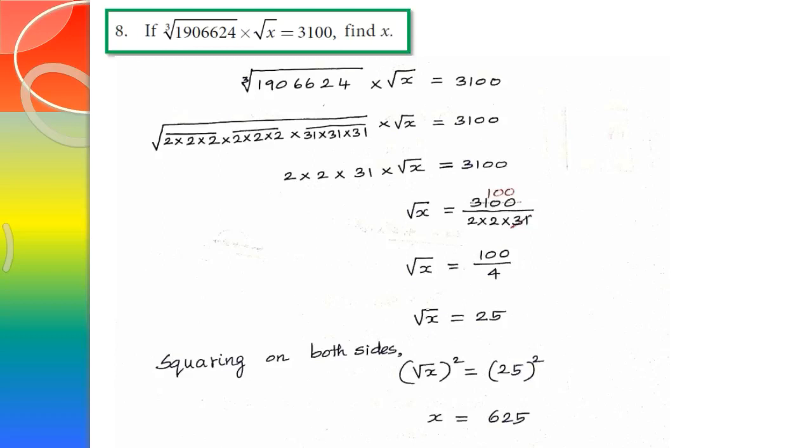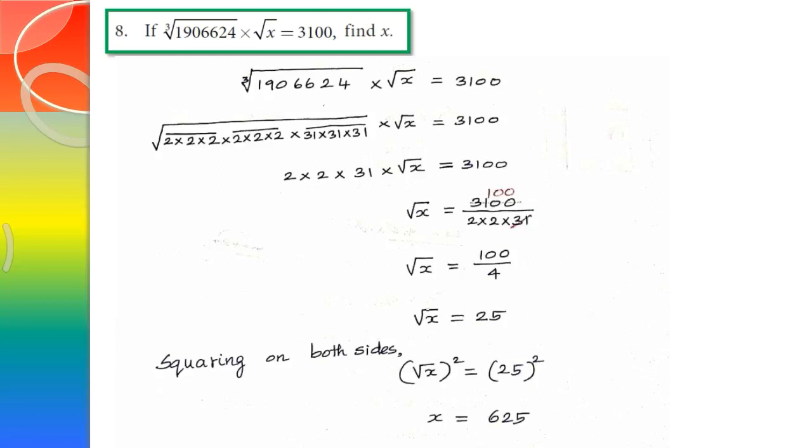Next one, root x equals 100 by 4. Dividing 100 by 4, the answer is 25. So root x equals 25. Taking the square on both sides, root x squared value is x. 25 squared value is 625. So x's value equals 625. Listen, this step is very important. Squaring on both sides. Squaring means taking root x into root x. So 25 into 25. In this question, root x into root x value is x. Do you understand that?